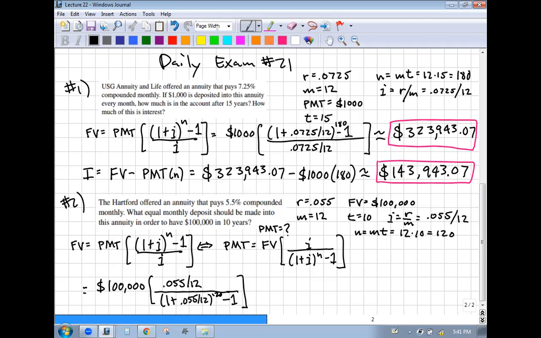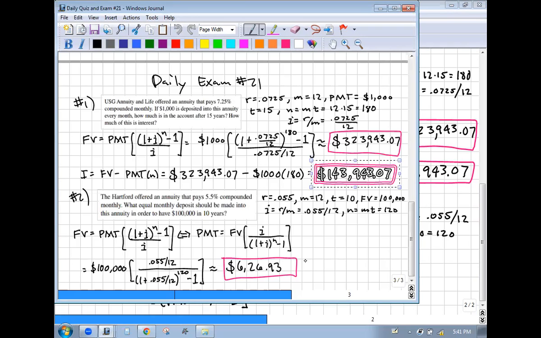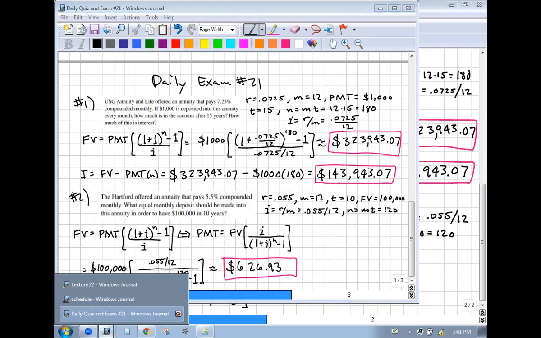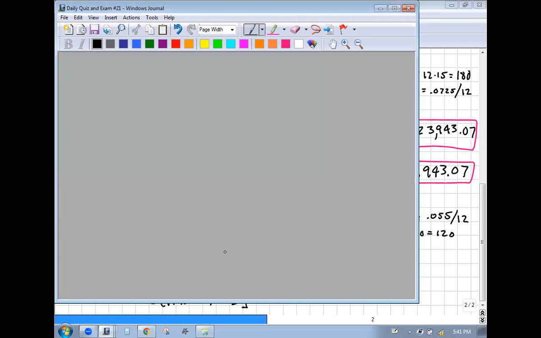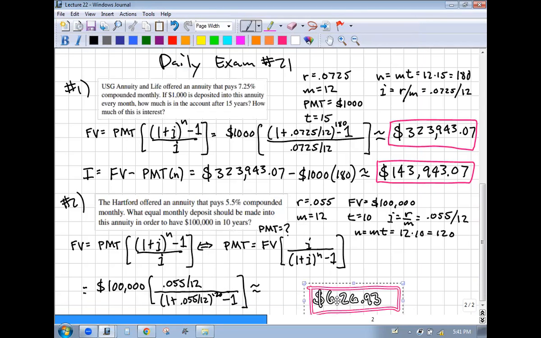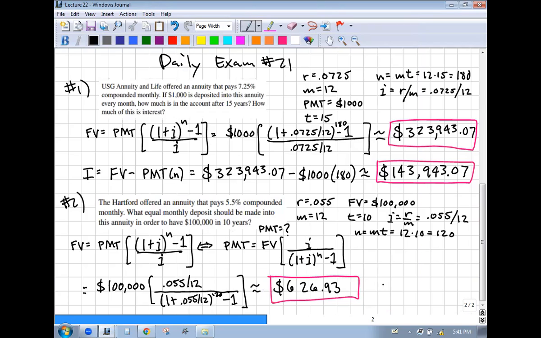Okay, so if we put this into our calculators, we should get, well, that doesn't look right. I have a comma in there for no reason. We should get $626.93. Okay. That's how much the monthly payment should be, so that in 10 years you have $100,000. That's not bad.